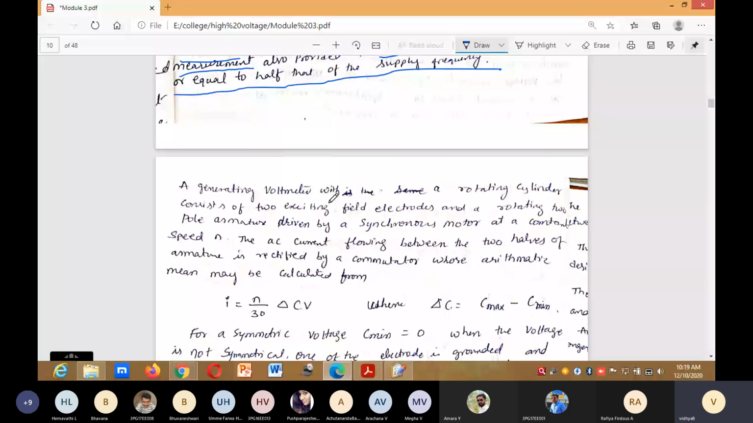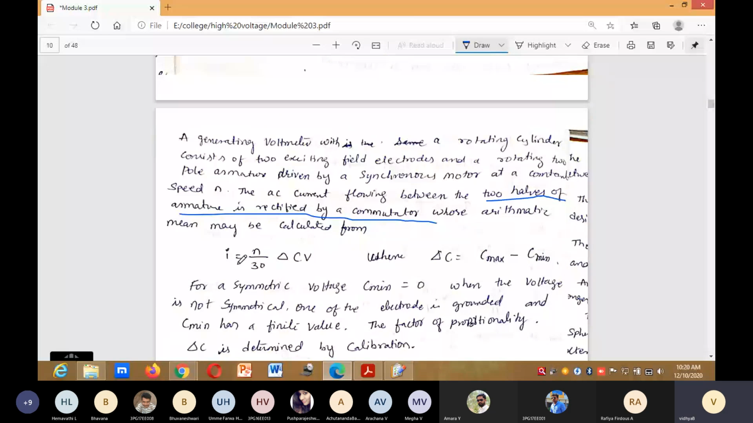The AC current flowing between the two halves of the armature is rectified by a commutator, whose arithmetic mean may be calculated from I equals n divided by 30 times delta CV, where delta CV is equal to C max minus C minimum. For symmetric voltage, C minimum is equal to 0. When the voltage is not symmetrical, one of the electrodes is grounded and C minimum has a finite value. The factor of proportionality n divided by 30 times delta C is determined by calibration.